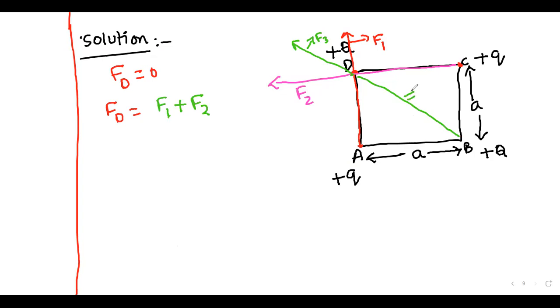Suppose let us consider F4 is the force. In whichever direction that force is acting, the resultant of F1 and F2 is also the same. So we can say that F4 bar is equal to F3 bar. So that's why we won't write F4, we'll write F1 and F2. That is equal to 0. Okay, fine. Now F1, I can write it as 1 by 4 pi epsilon naught.